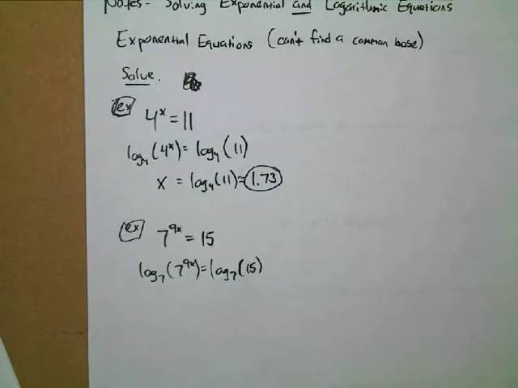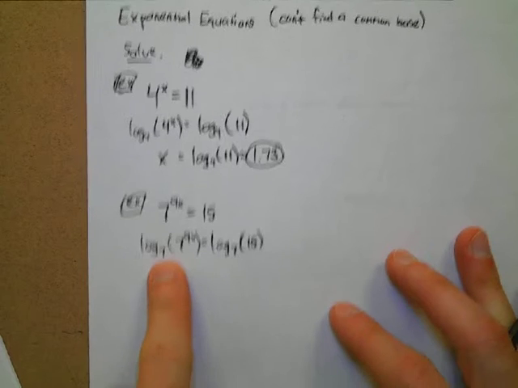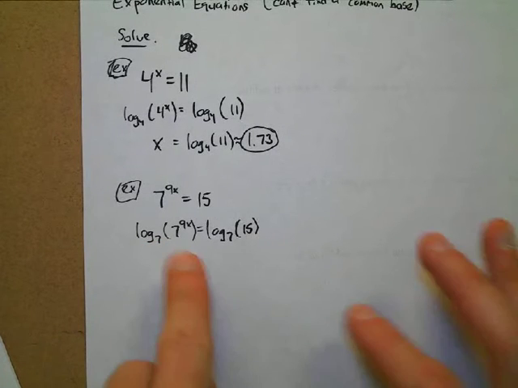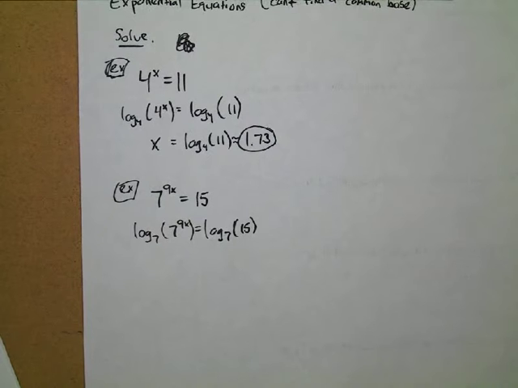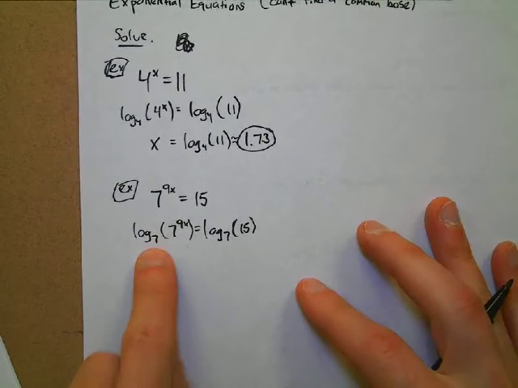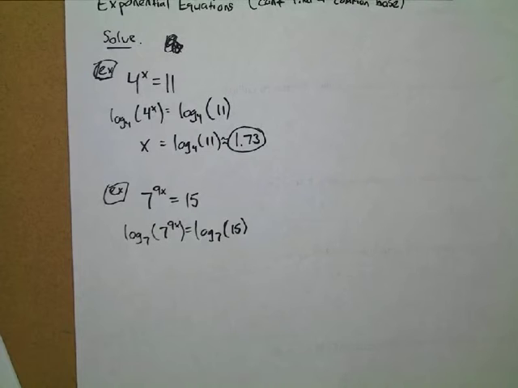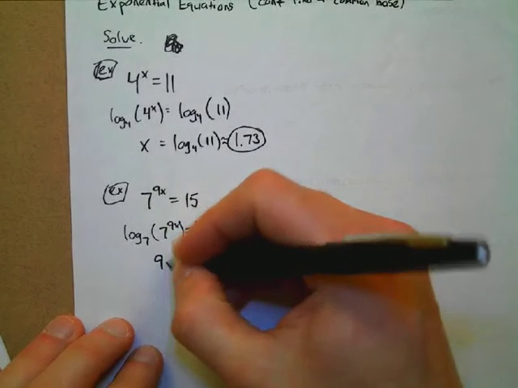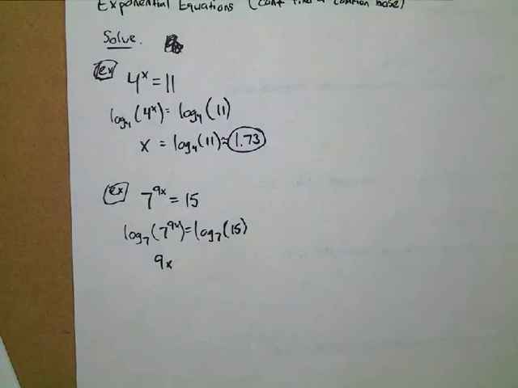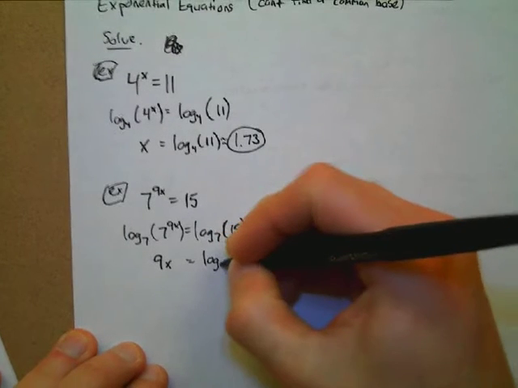Okay? On the left here, 7 to what power gives me 7 to the 9x? What exponent of 7 gives me 7 to the 9x? 9x. The answer is 9x. This simplifies down to just 9x. Okay? At a very basic understanding, folks, when you take log base 7 of 7 to the something, the answer will be that something. Okay? Just the something, whatever that exponent is there. Okay? And then this equals log base 7 of 15.